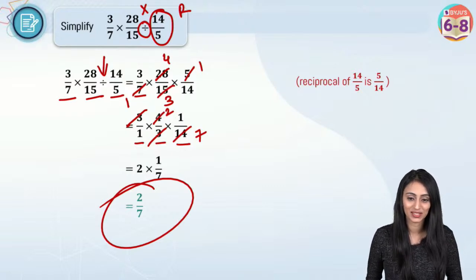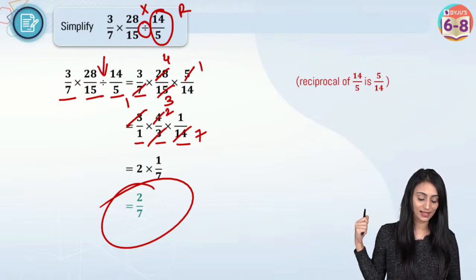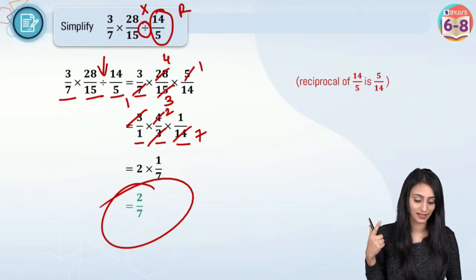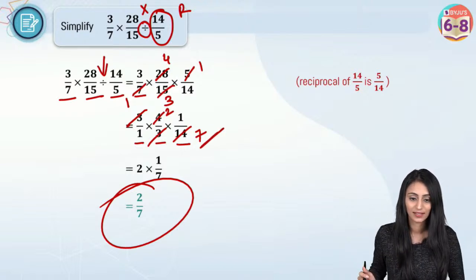Yes. Thank you, Gungun. So this is clear. Divyanshi, not 2 by 6, 2 by 7. How come you're getting 2 by 6? We have 7 in the denominator. Is that so, Simran?